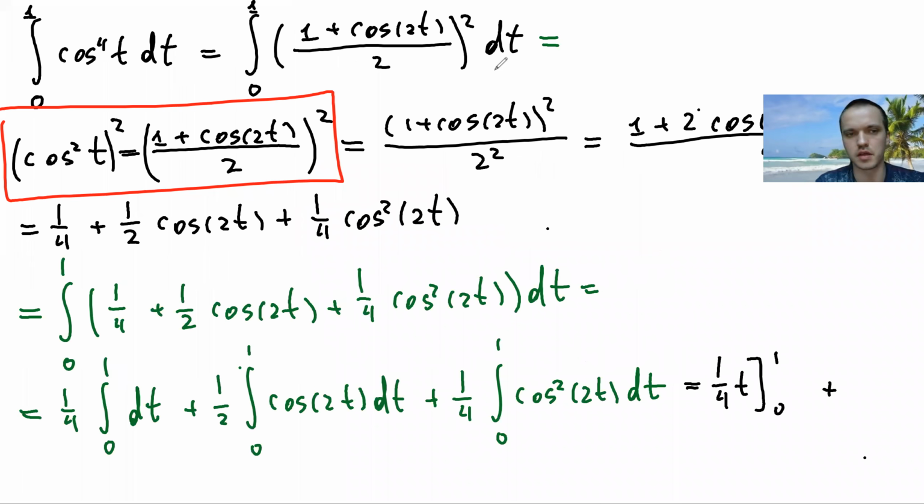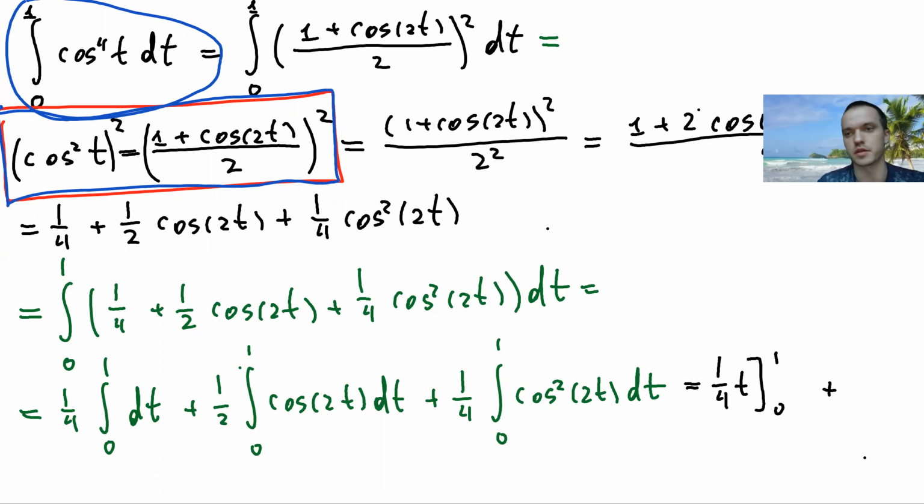So you can see the idea of integrating cosine to the fourth: I just need to apply this formula over here twice.